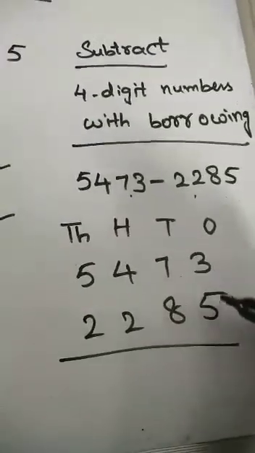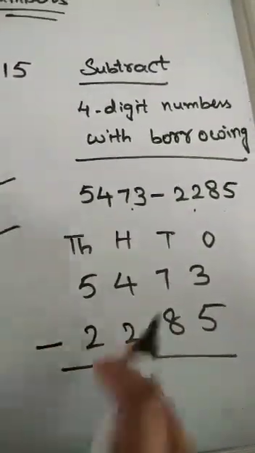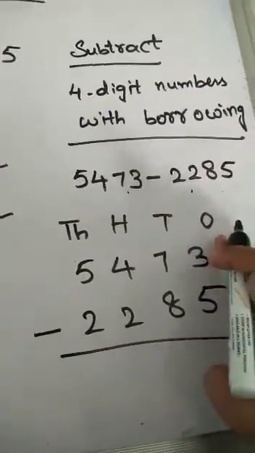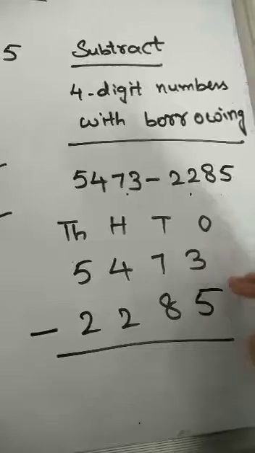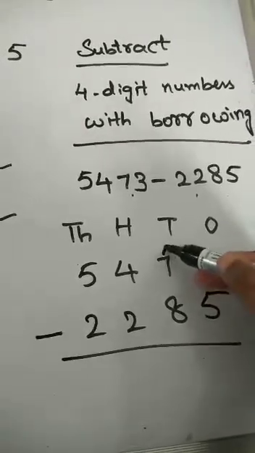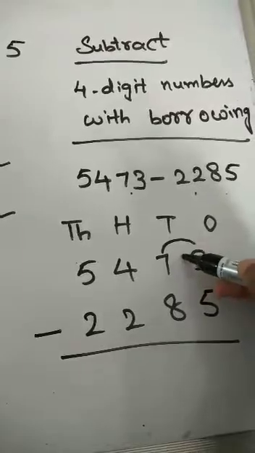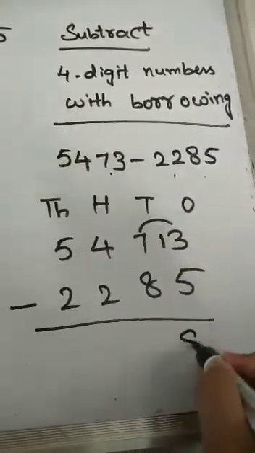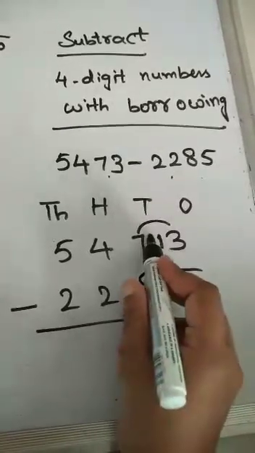So 3 minus 5, we have to do subtraction here. We always start from ones. 3 minus 5 cannot subtract, so we have to take a borrow. From 7 we will take a borrow, so this becomes 13. 13 minus 5 is 8. Now this 7 becomes 6.